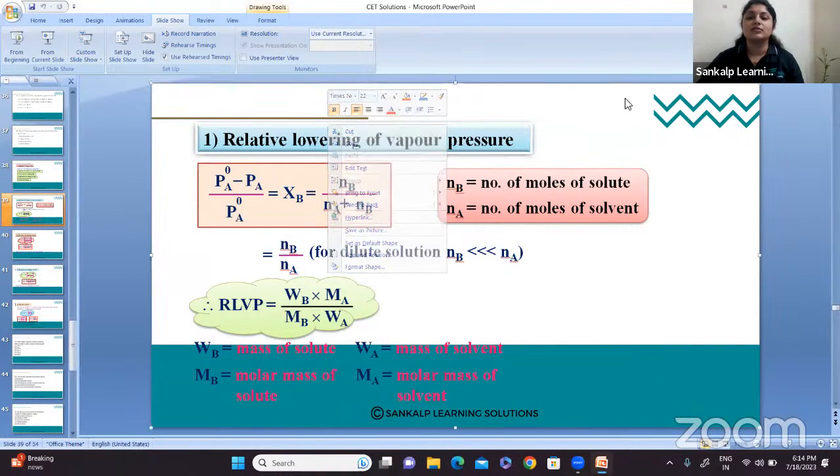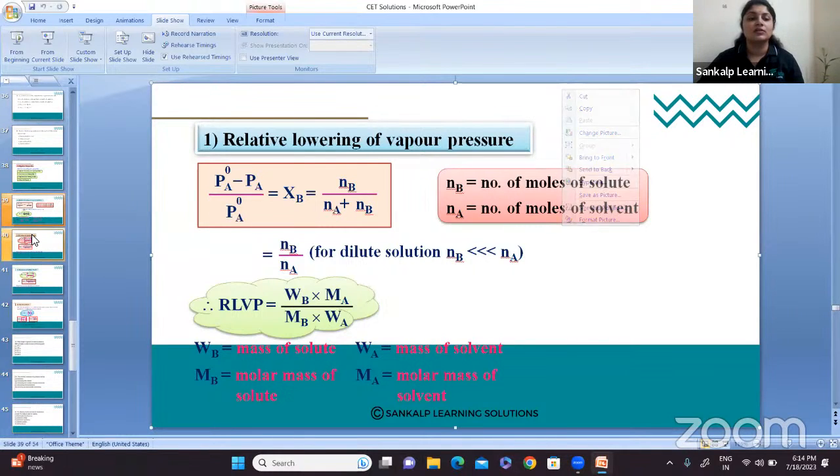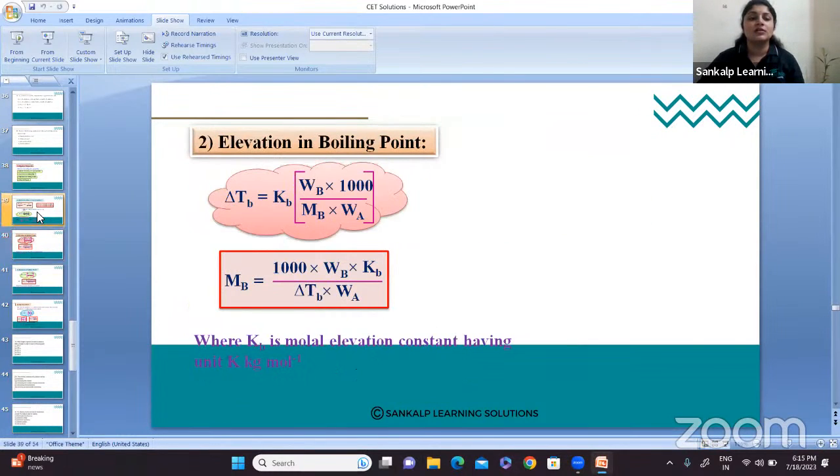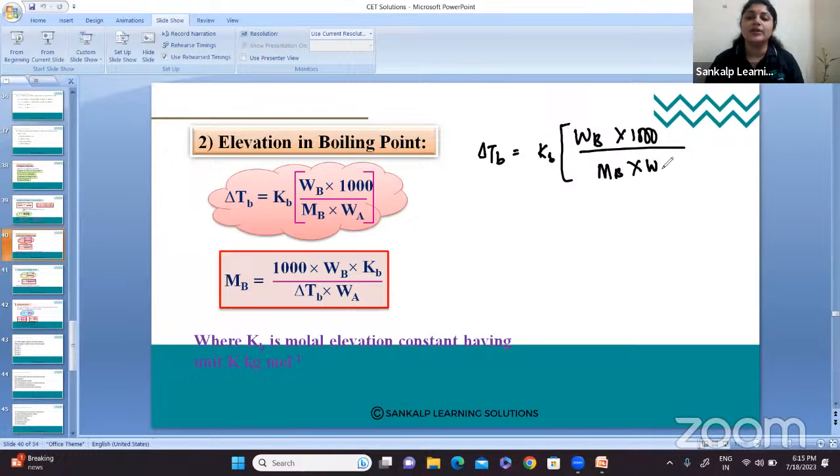Next is elevation in boiling point. How do you calculate elevation in boiling point? Elevation of boiling point can be given as delta TB equals KB into WB into 1000, divided by MB into WA. This is the formula for elevation in boiling point, where KB is the molal elevation constant.